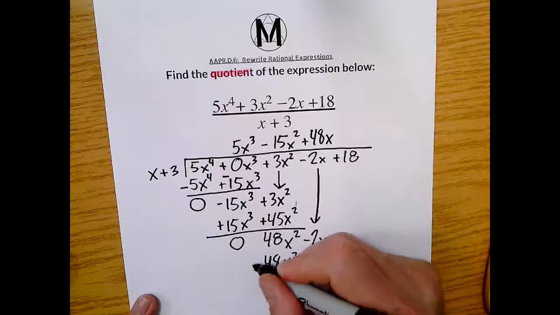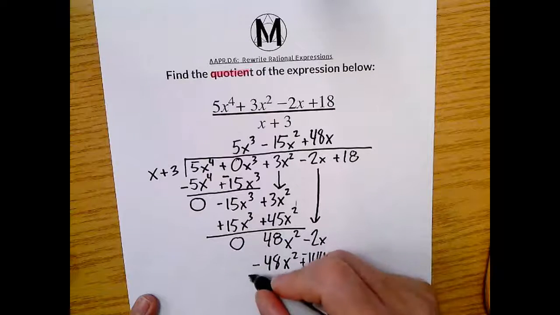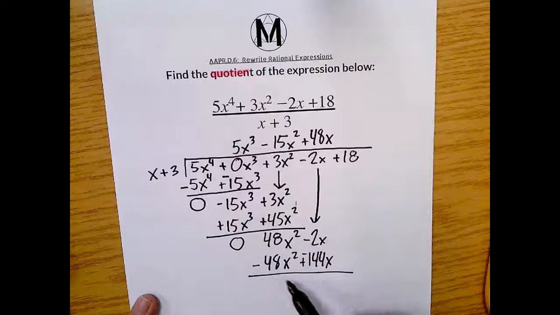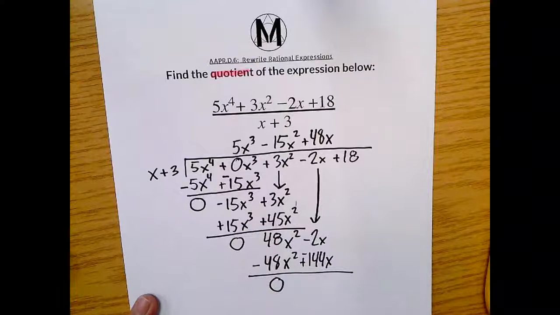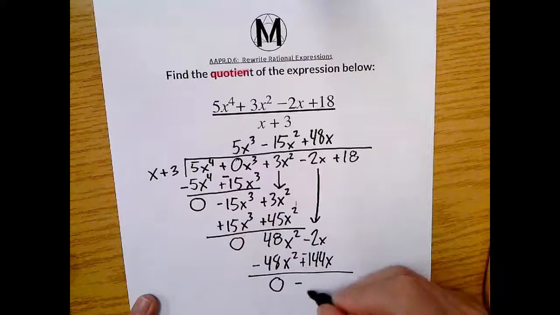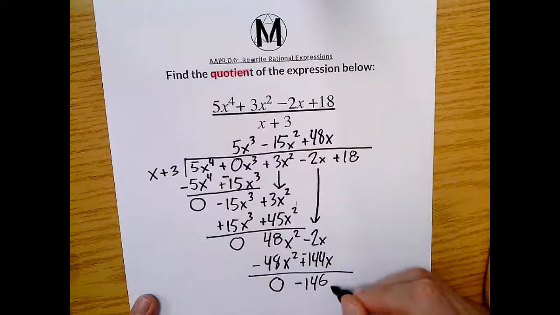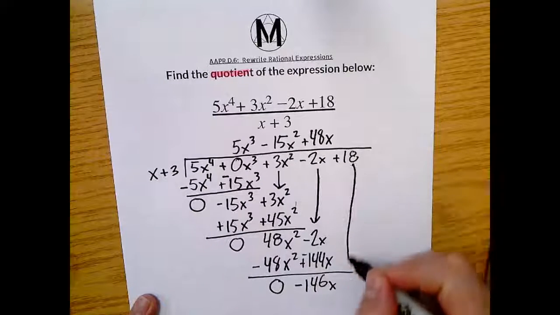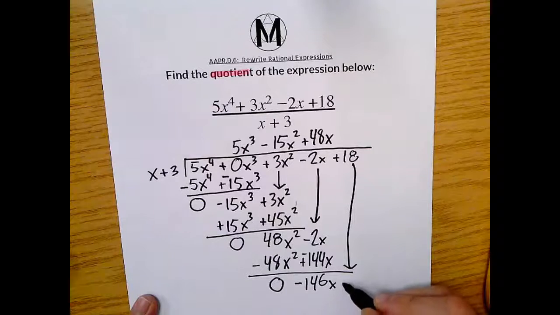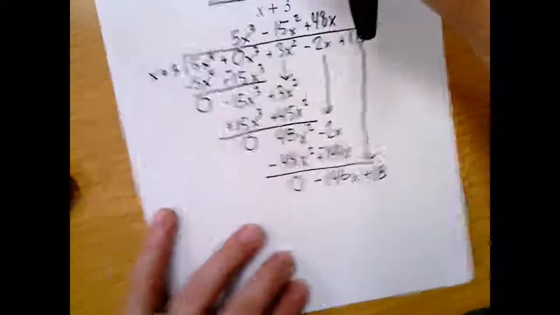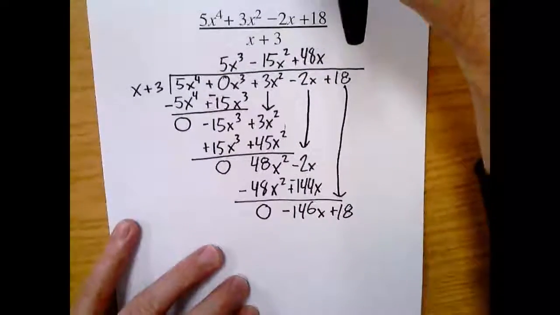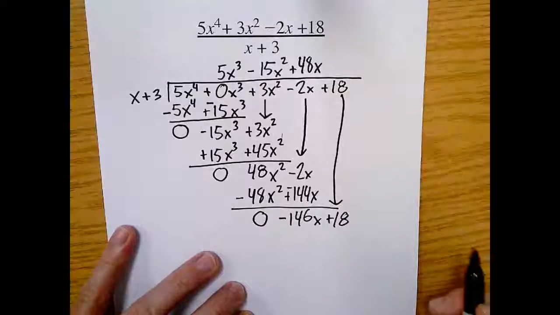The next step is just subtract. So this is positive, so it becomes minus. This is positive, that is also minus. 48x squared minus 48x squared is 0. And again, you see those zeros lining up. That's a good sign. And we have negative 2x minus 144x. And that's just going to give me a negative 146x. And step 4, bring it all down. All right, I'm going to shift this a little bit so we can see the rest of the work. There, that's nice. Okay, so that was step 4.